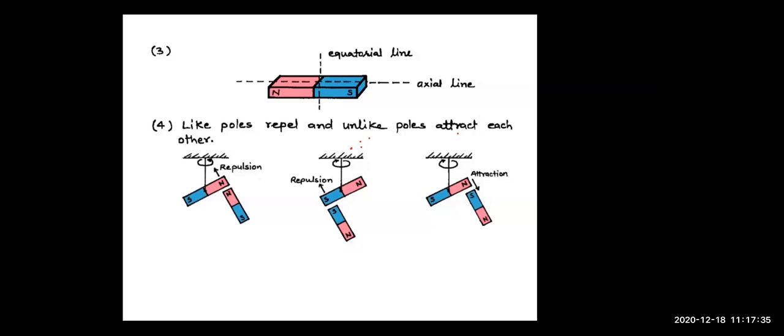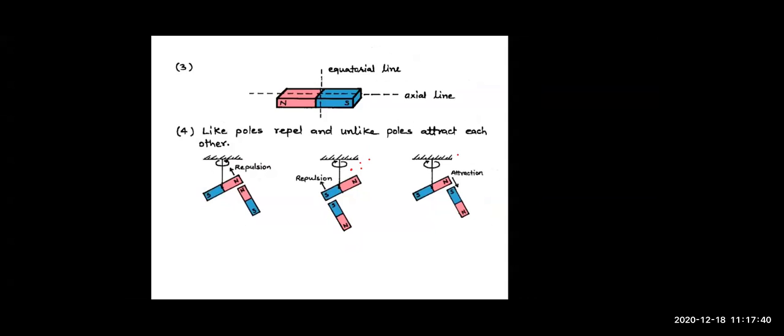Now, this is your bar magnet. If we draw a straight line passing through the center of the magnet joining the North Pole and the South Pole, that line is known as the axial line, right? And the line drawn perpendicular through the center of the magnet is called the equatorial line. So children, the angle between the equatorial line and the axial line is 90 degrees. So the equatorial line and axial line are mutually perpendicular for any bar magnet.